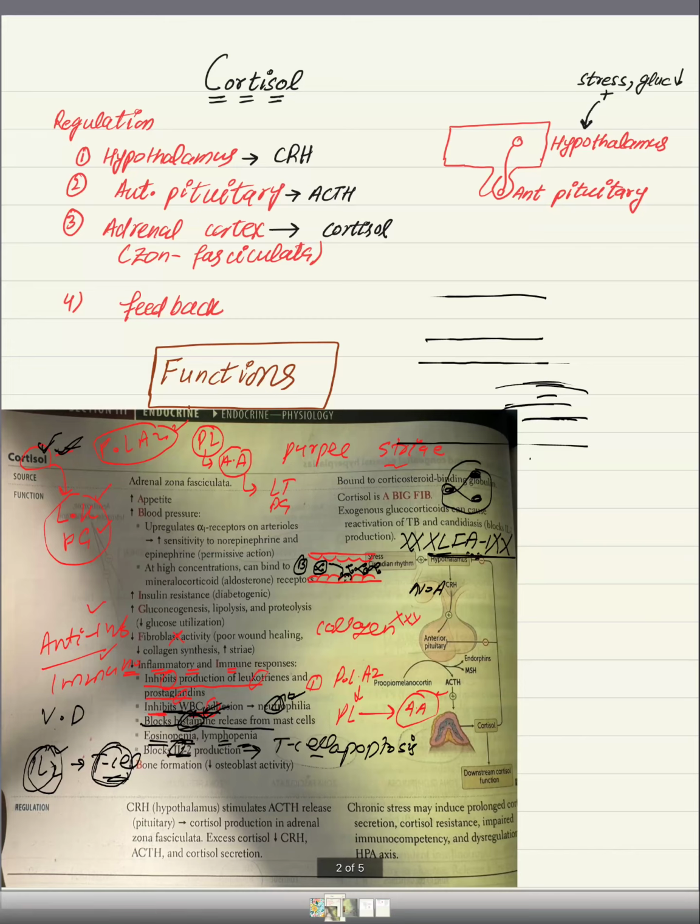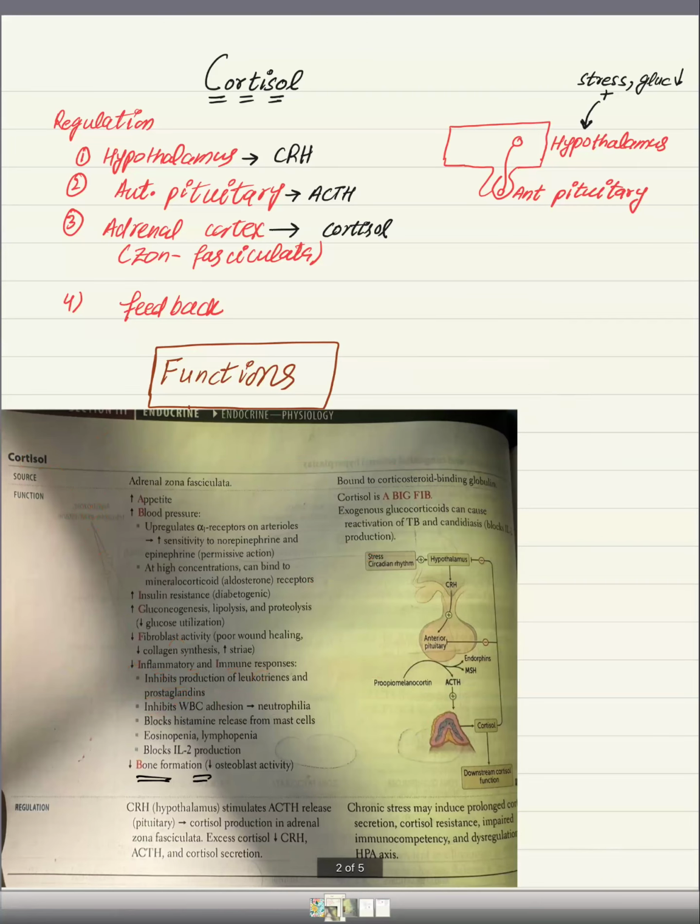Then, very important, this cortisol will go and decrease the bone formation. So again we have to go into detail. First of all, just remember, when you have high cortisol, this cortisol will go and inhibit the osteoblast activity.